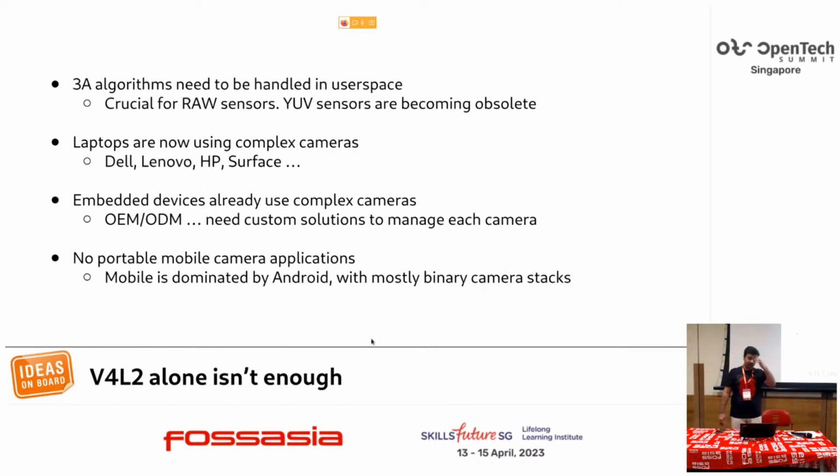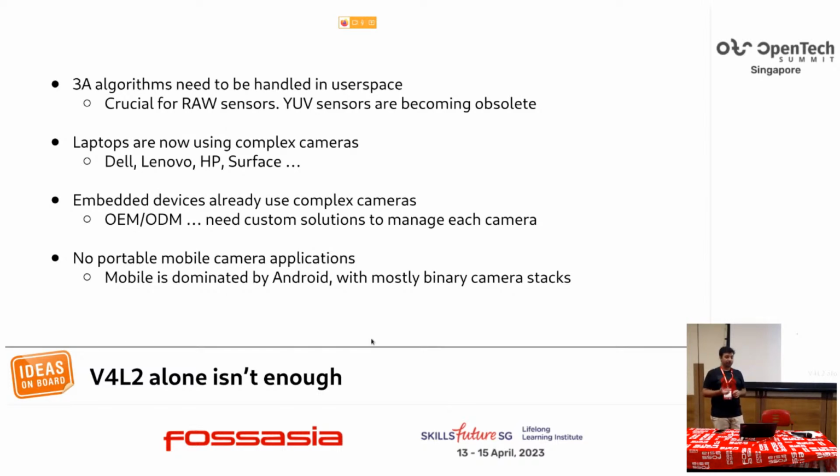V4L2 alone isn't enough because when the ISP comes into the picture, the sensors are really raw sensors. They are not RGB or YUV sensors, and YUV sensors are becoming obsolete. Laptops are now using complex cameras. One example is Intel's IPU3 and IPU6. These are really complex cameras, and we need libcamera to pitch in to have a consistent API interface to access those cameras on Linux.